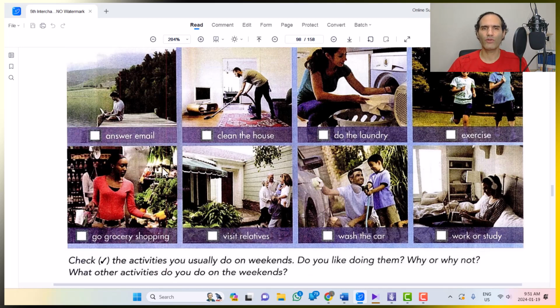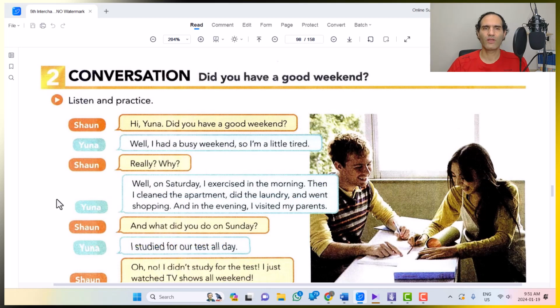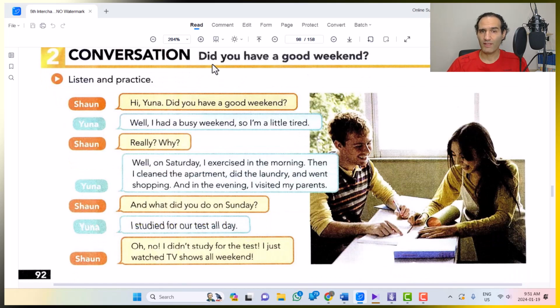But before going to the grammar, the foreshadow comes in exercise 2, conversation. So conversations come in order to show us what the grammar of the unit is in context. Please do not look at the text. I want you to use your imagination. The title says, "Did you have a good weekend?" So we kind of think that maybe they are talking about past tense.